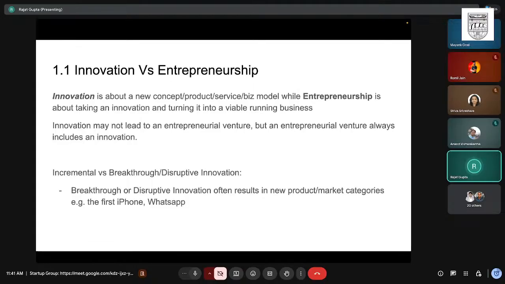So why do I mention this? I mention this because regardless of whether you're doing a startup and regardless of what people's definition of a startup or a new venture is, innovation and entrepreneurship exists in both cases.